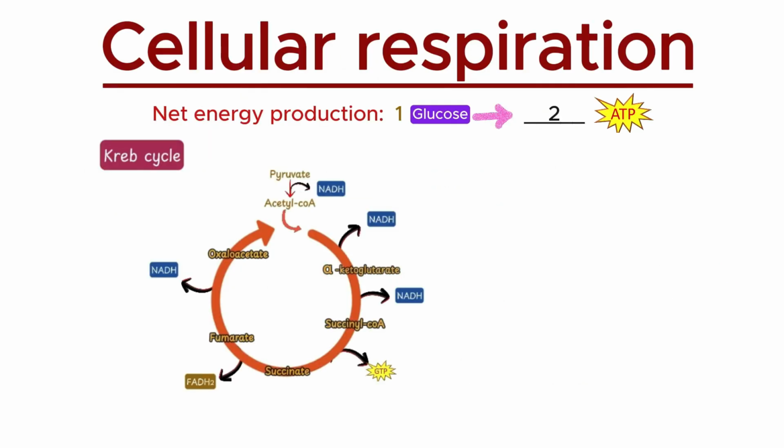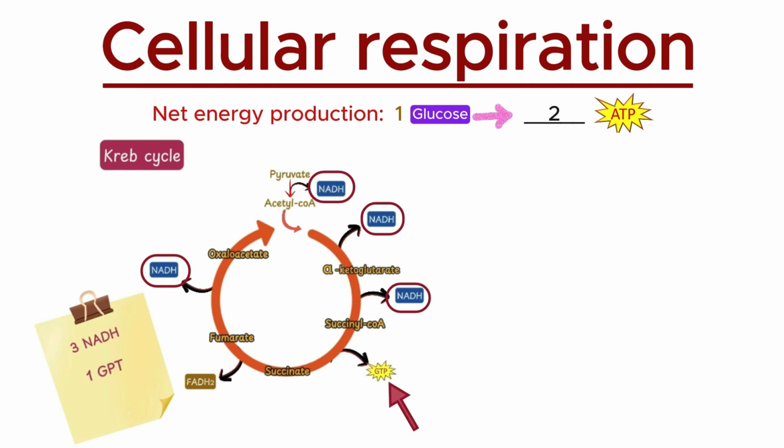Let's summarize the energy production from the Krebs cycle and the linking reaction. The Krebs cycle produces 3 molecules of NADH, 1 molecule of GTP, which is equivalent to ATP, and 1 molecule of FADH2 per cycle. Additionally, the linking reaction produces 1 NADH. So, together, the linking reaction and Krebs cycle produce 4 NADH.